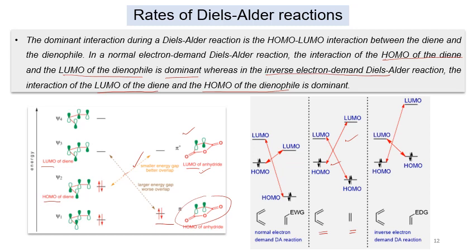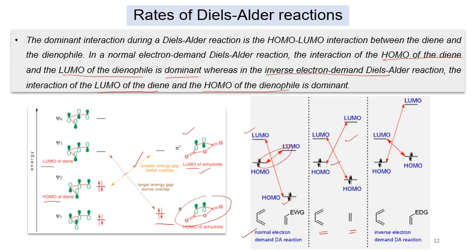Whereas if you go to the normal electron demand Diels Alder reaction, you find here, as we had seen previously also, that this particular interaction is the lowest energy gap interaction and has a better overlap between the orbitals. In the second case, this overlap between the LUMO and the HOMO of the dienophile is not a very effective overlap because of the large gap between them.